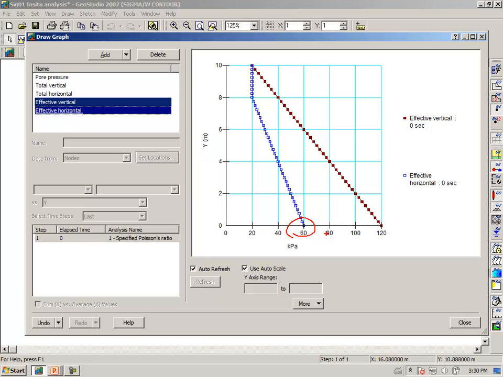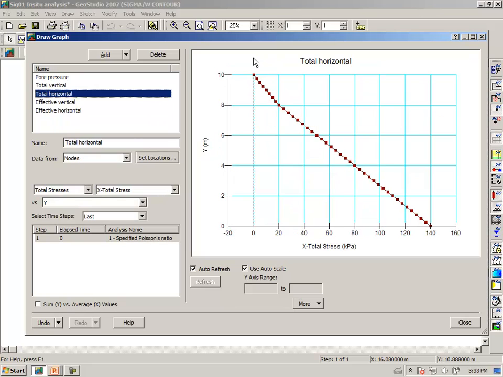Now, one other thing that is worth noting is that the total sigma W is formulated in such a way that the total stress is always 0 at the surface. And so it is an important concept inherent in sigma W in situ analysis that the total stress in both the vertical and horizontal direction is 0 at the ground surface.